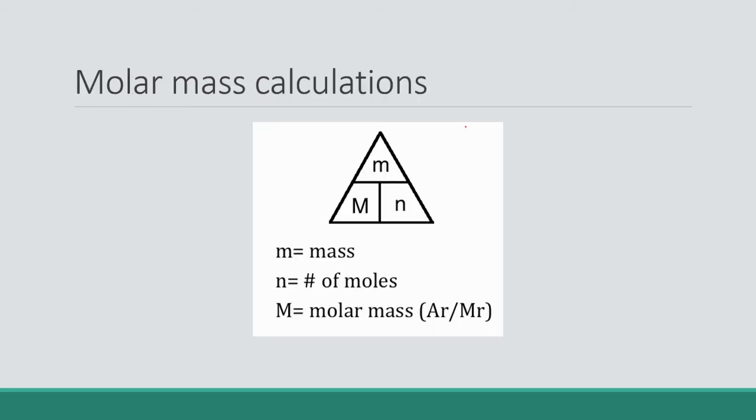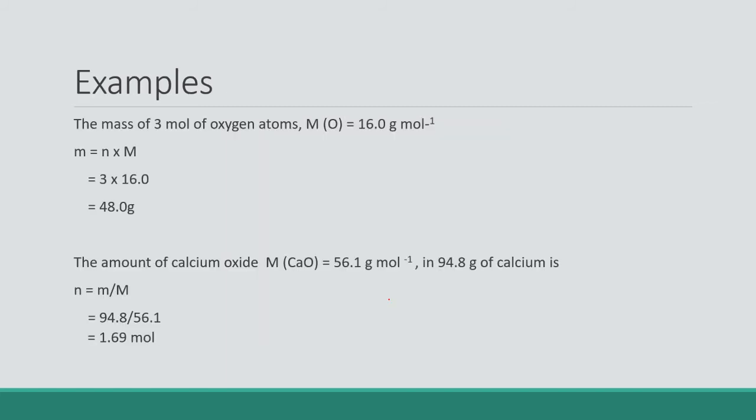If you like to use the triangle, then it's big M times the number of moles gives the mass. The mass divided by the molar mass gives the number of moles. So let's show you an example. The question is, what is the mass? We want to answer in grams.